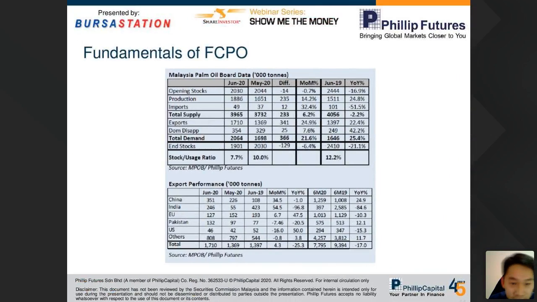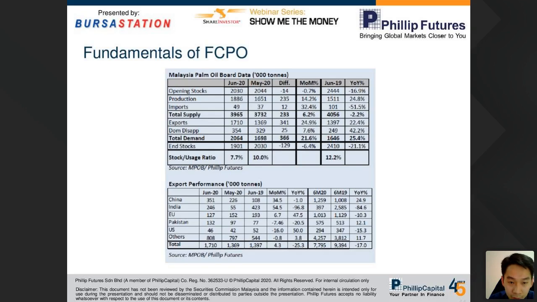Okay, this is an excerpt from our daily commentaries. Phillip Futures actually provides you data on the FCPO. You can see on the screen here, Malaysia Palm Oil Board data, in short called MPOB. What you need to be aware of is the end stock. When end stock reduces, it means that there could be a high demand and low supply. So in this case, when end stock reduces, we are expecting the price to go up, because your supply is lower and your demand is higher. This is one of the reasons.